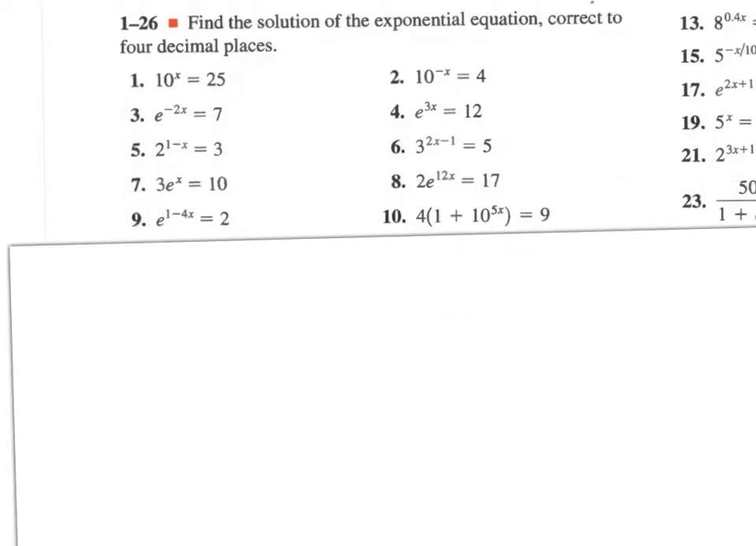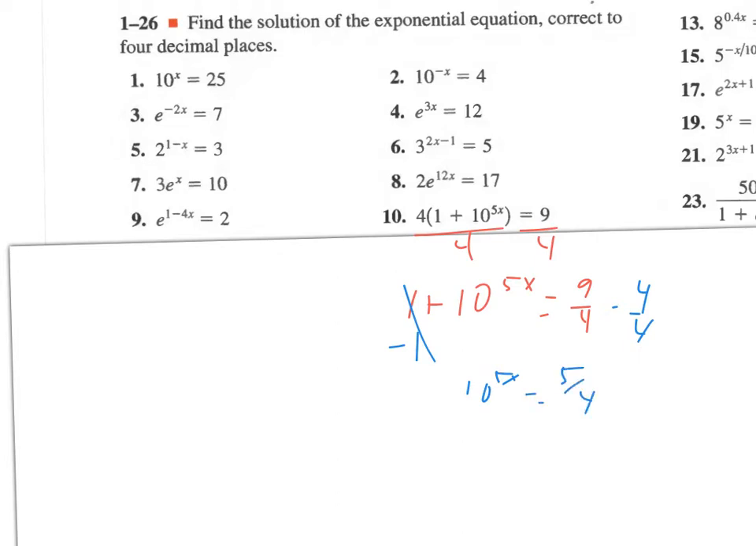All right, next up we got number 10 here. So for this one, I would just divide this 4 over to start here. So then I have 1 plus 10 to the 5x equals, let me write that x better. Here we go. Okay, so that's going to equal 9 over 4. And then I would subtract 1 from this side, but I would subtract 4 over 4 from this side, just for the common denominator. So 10 to the 5x now equals 5 over 4.